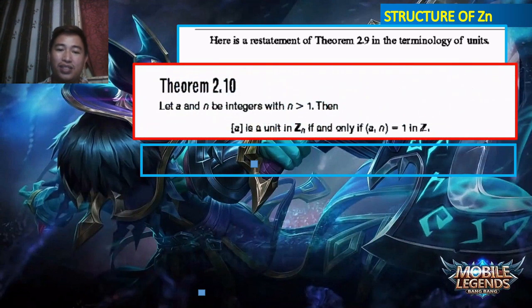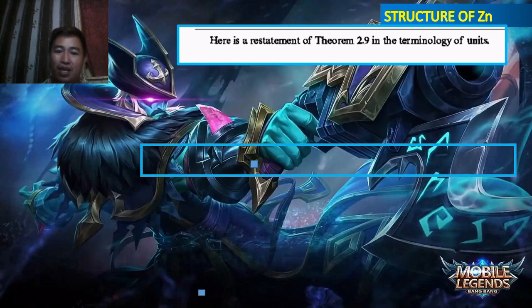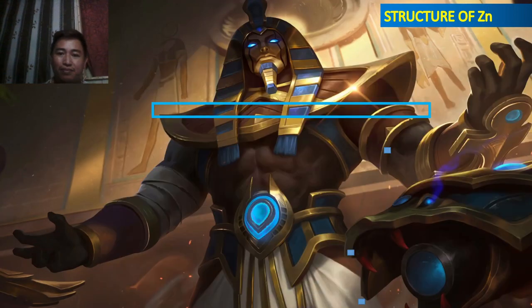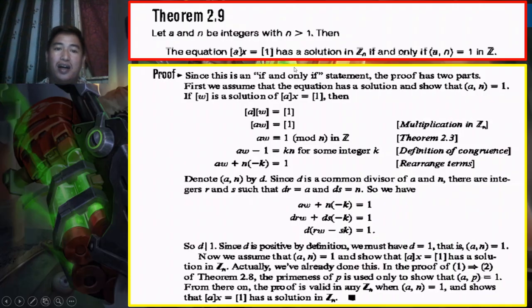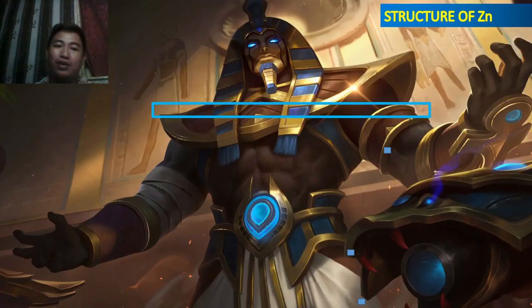So, Theorem 2.10. Here is a restatement of Theorem 2.9 in terminology of units. Okay, so we will restate it in terms of units. Let's go back to Theorem 2.9. The equation AX = 1 has a solution in Zn if the GCD is 1. The meaning of a unit is that it has such a solution, so if you are a unit, AX equals 1. That is the class restatement, Theorem 2.10.